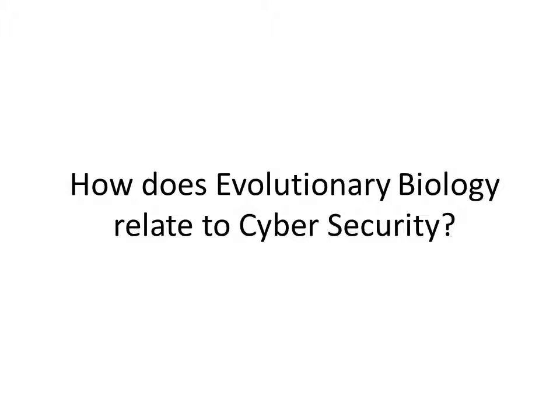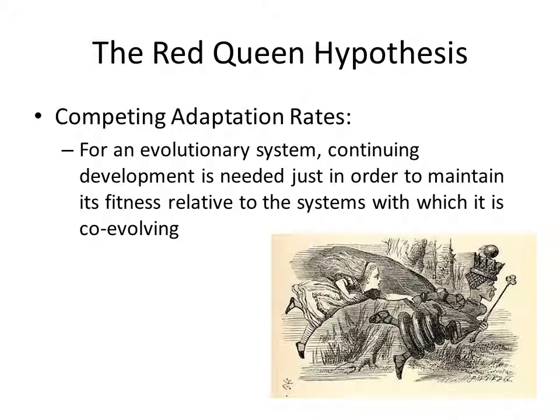The one that matters to the honeymoon effect and demonstrates the OODA loop is called the Red Queen hypothesis. The Red Queen hypothesis states that for an evolutionary system, continuing development is needed just in order to maintain its fitness relative to the systems with which it is co-evolving.